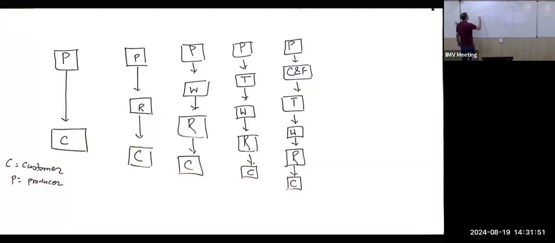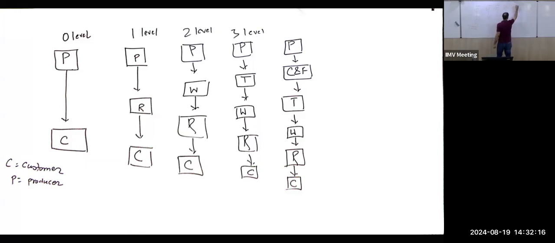Here it could be no channel partner, so we call it a zero level distribution channel. Zero level means no intermediary is coming. This is one level. Why one level? Because one intermediary is coming into the picture. Two level, three level, fourth level, and that's how the levels will increase.